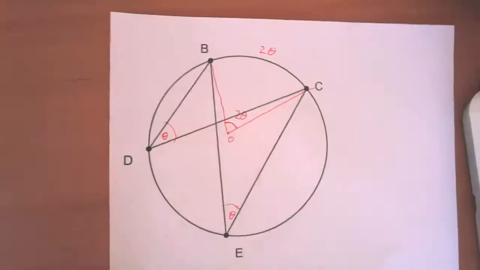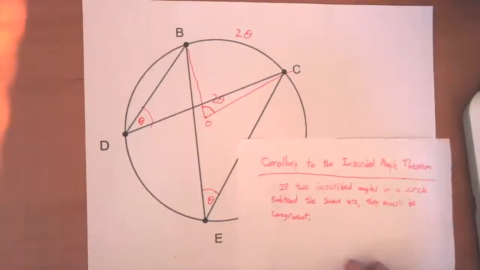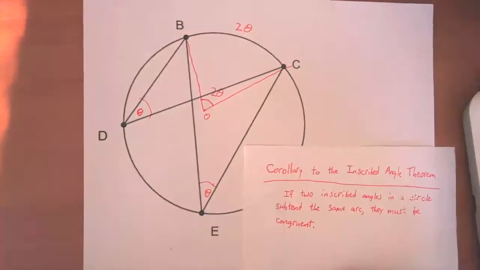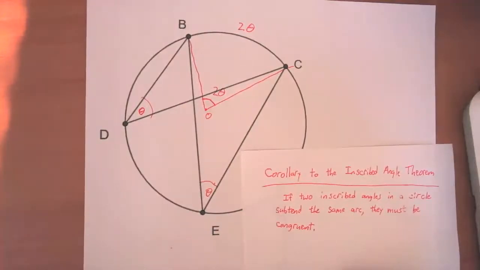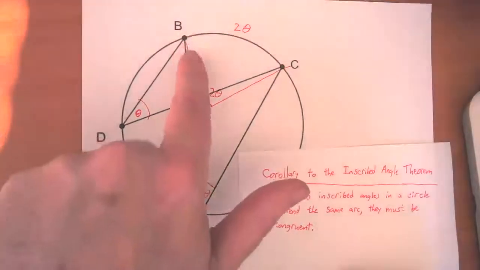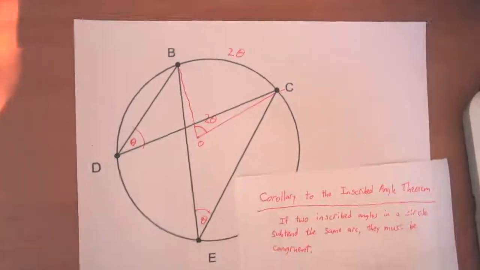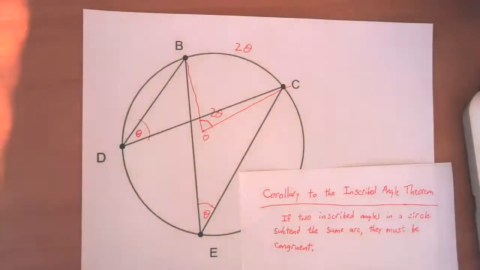So all of this conversation is leading up to this corollary of the inscribed angle theorem, which I've got written here. If I've got 2 inscribed angles in a circle that subtend the same arc, like D and E, which both subtend this arc here, angles D and E must be congruent. All right, so that's an important fact. We're going to get some use out of it, but it was just one step further than just talking about the inscribed angle theorem itself.